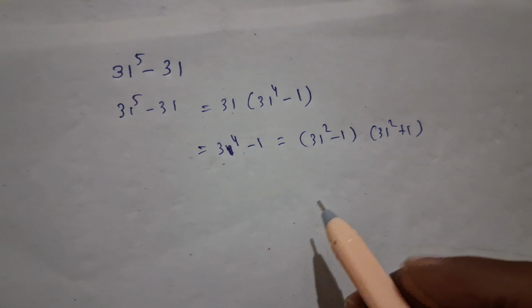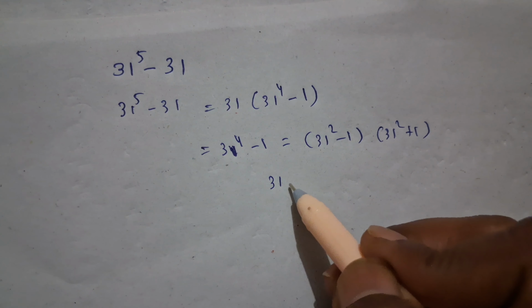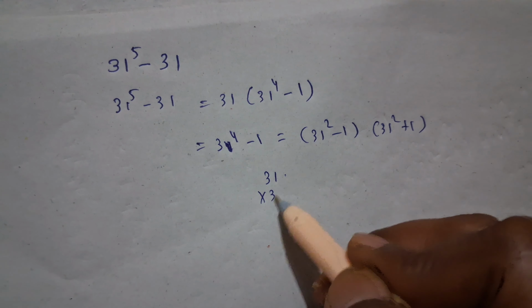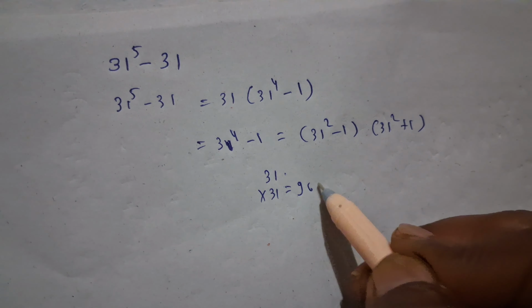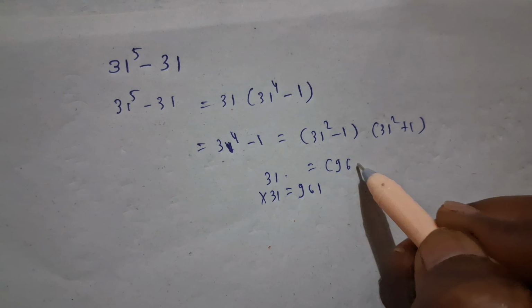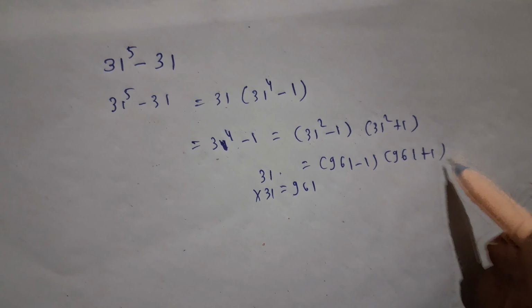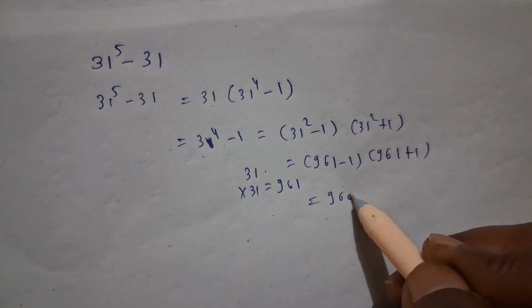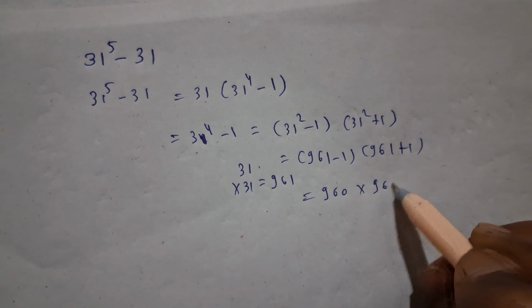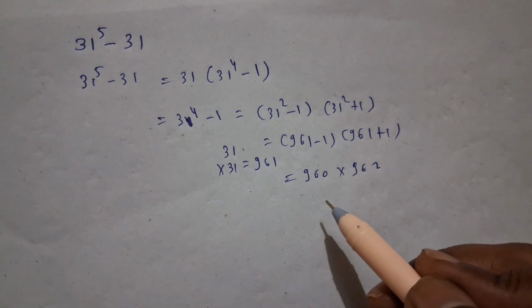Okay. Next, you have to calculate 31 squared. When you multiply 31 by 31, we get 961. Okay. 961 minus 1 and 961 plus 1. We get 960 times 962.